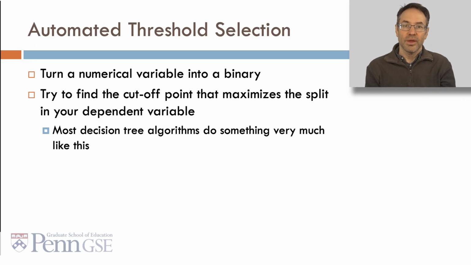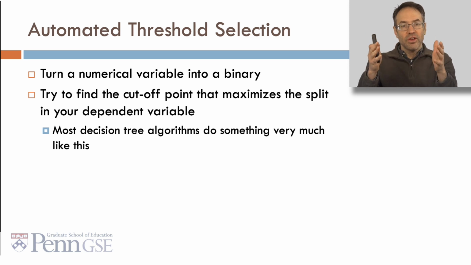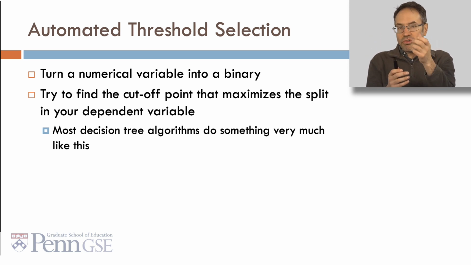Another thing that people sometimes do is automated threshold selection, where they turn a numerical variable into a binary. When doing this, you try to find the cutoff point that maximizes the split in your dependent variable. And most decision tree algorithms do something very much like this.